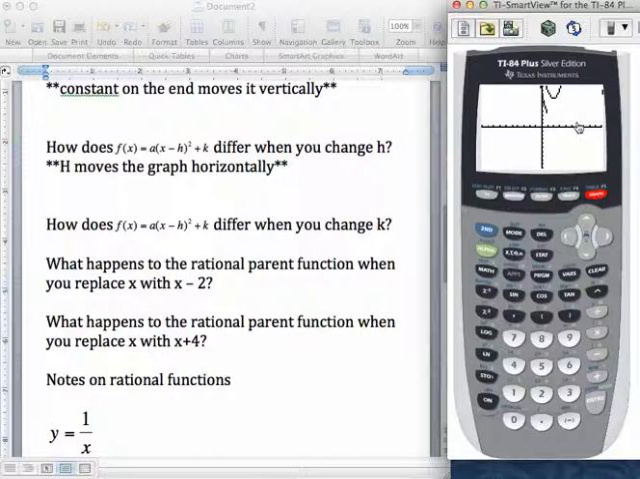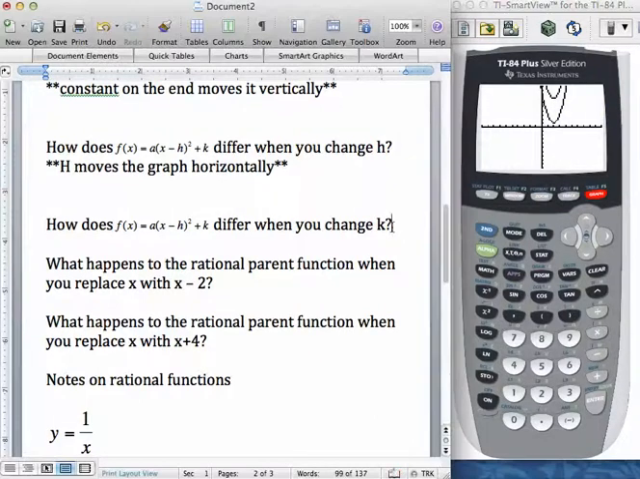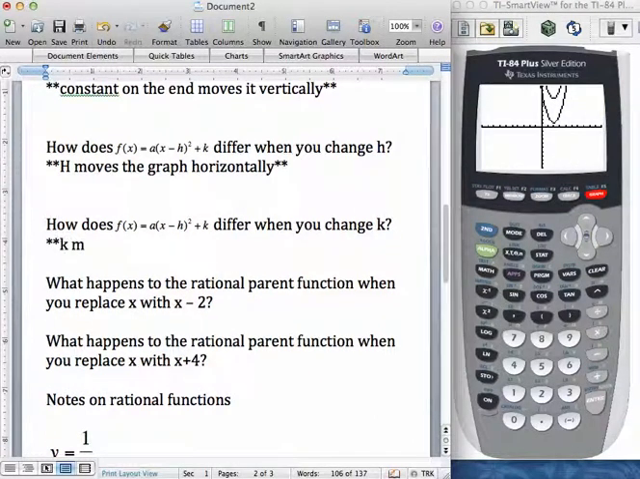So I can see I have one problem up there. And I know it looks skinnier, but that's because it just moved. And you can obviously tell it moved vertically. It moved down. So you can say that K moves the graph vertically. Okay? So reason your way through problems. So if they ask what happens when you change A, change that and see what happens.